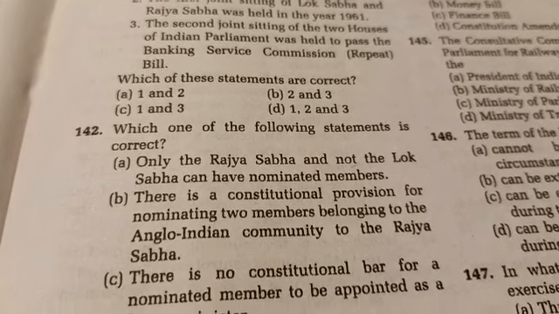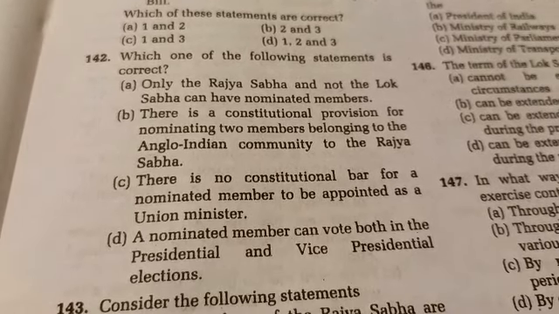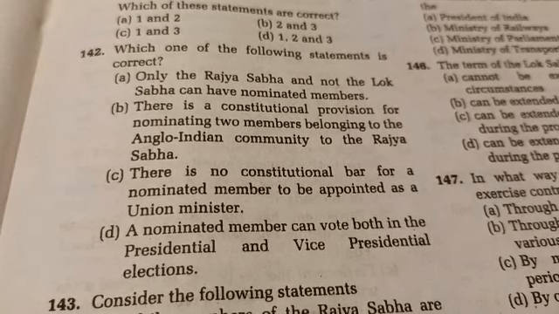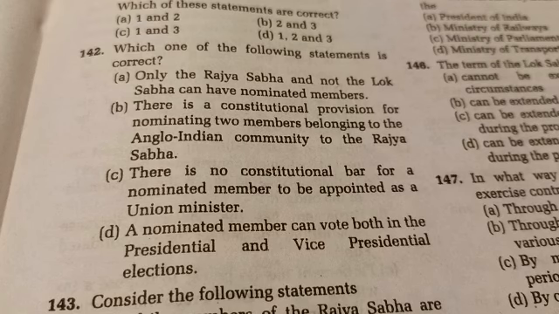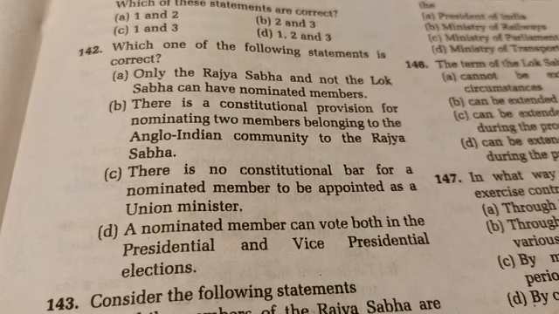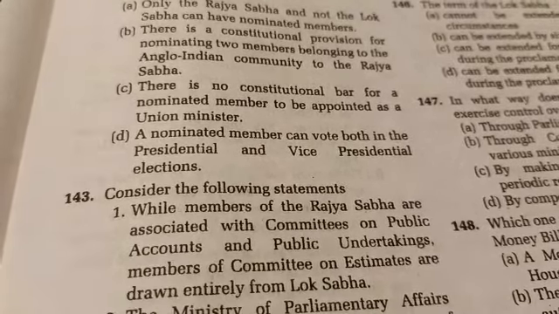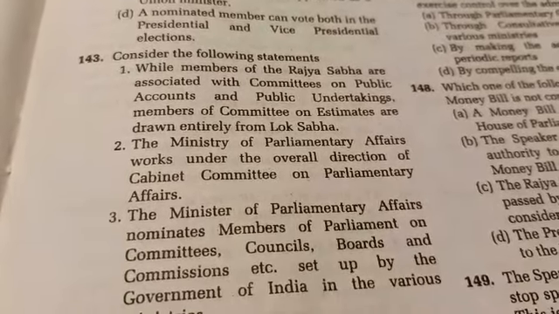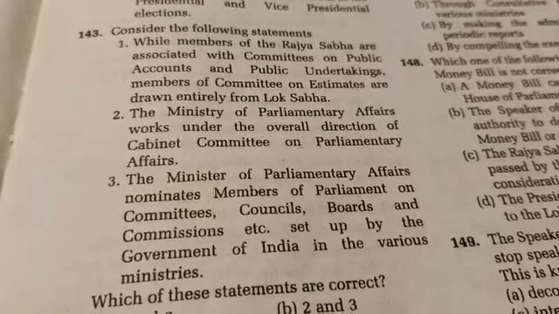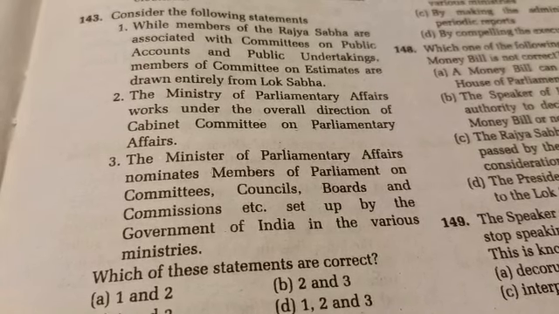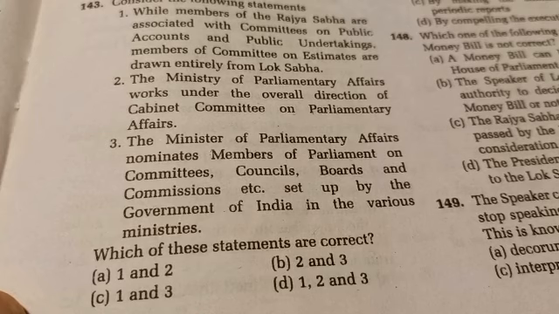Which one of the following statements is correct? Question number 142. The right answer is option C. There is no constitutional bar for a nominated member to be appointed as a union minister. Question 143. Consider the following statements. Which of the statements are correct? The correct answer is question 143. All three are correct.